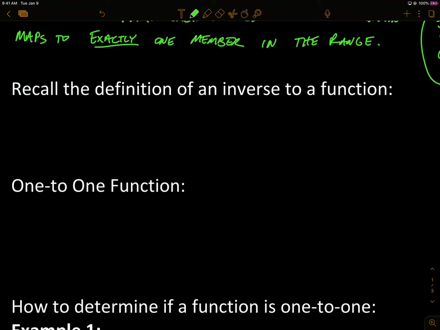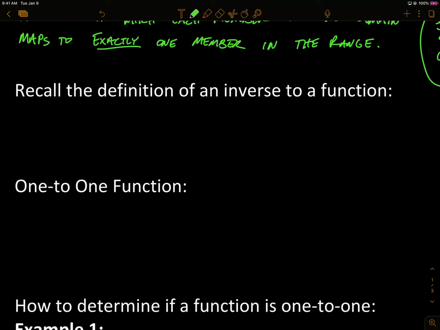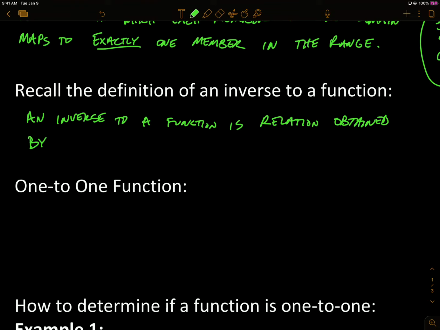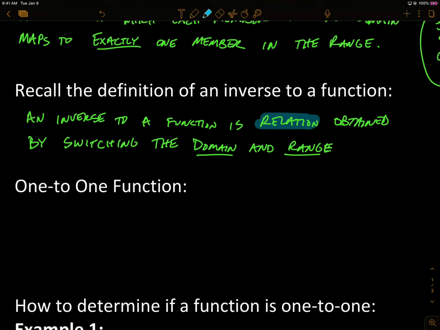Now we're going to look at what our definition of an inverse to a function is. Okay, so an inverse to a function is the relation obtained by simply switching the domain with the range. Now the thing is, I was careful to use the word relation. You have a function to start with, but once you switch the x and the y, or the domain and the range, it may not be a function itself. So I'll call it a relation. Finding the inverse is simply switching the x and the y. That new relation may or may not be a function. It doesn't automatically have to be a function.